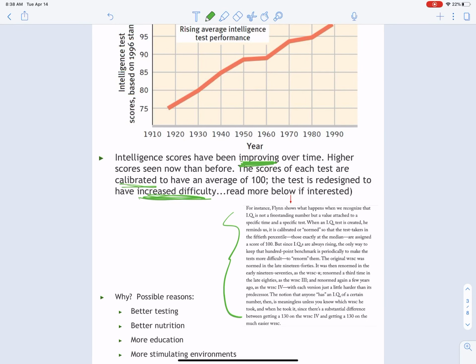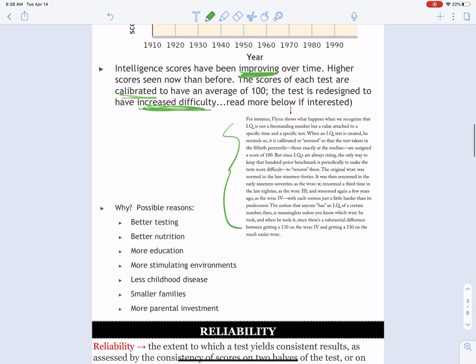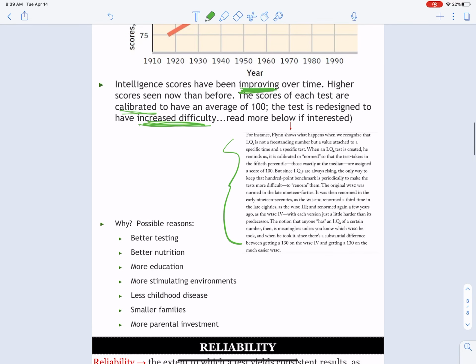Why does this happen? Why has intelligence been improving or increasing over the years? Some possible reasons: better testing, and better nutrition is a big one. A lot of these health and nutritional aspects we know are really impactful in the educational experience. More education. Students and children are staying in school longer and have a higher level of education. More abstract reasoning skills are taught at an earlier age.